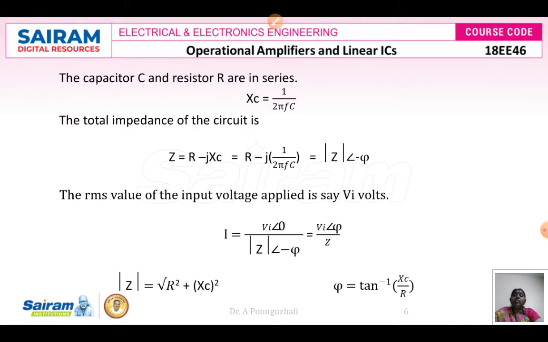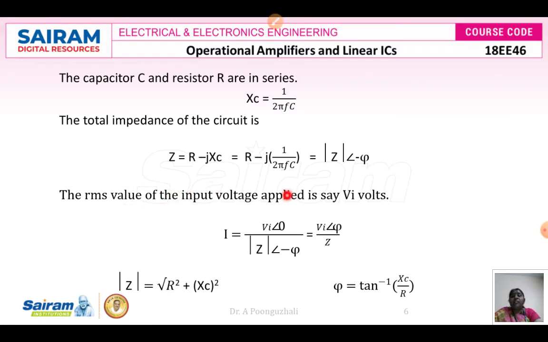Now in this case, we can see that the capacitance C and the resistance R are in series. That means the capacitive reactance, you know, is 1 by j omega C, where omega is nothing but 2 pi f. So the total impedance of the circuit is R minus jXC, where XC is nothing but 1 by 2 pi fC. So I can write it as magnitude Z with phase angle of Z.